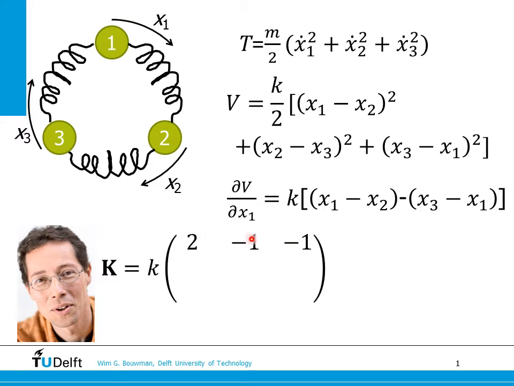Now once you've got this, you can use the circular symmetry, and the other rows are just shifted by 1. Here you see it.